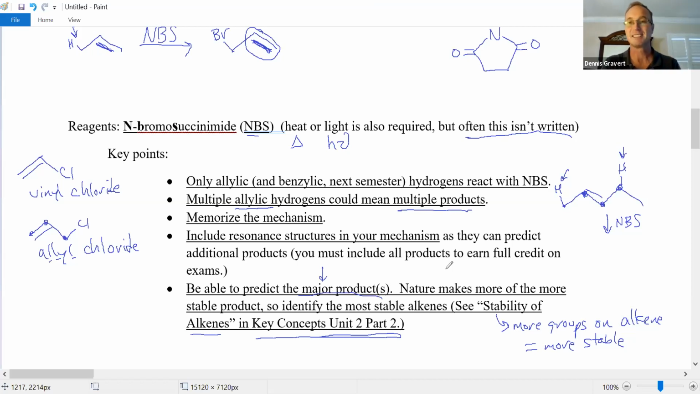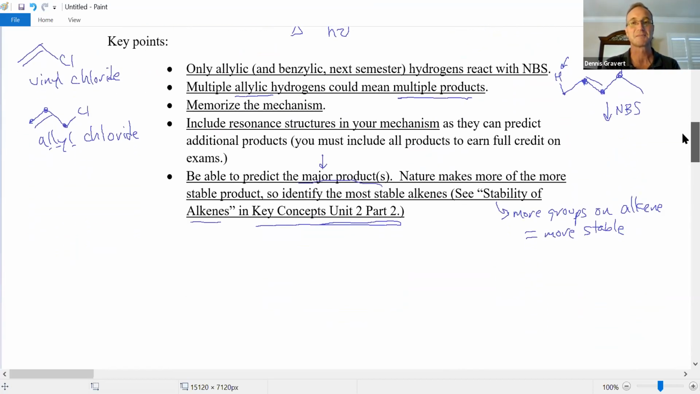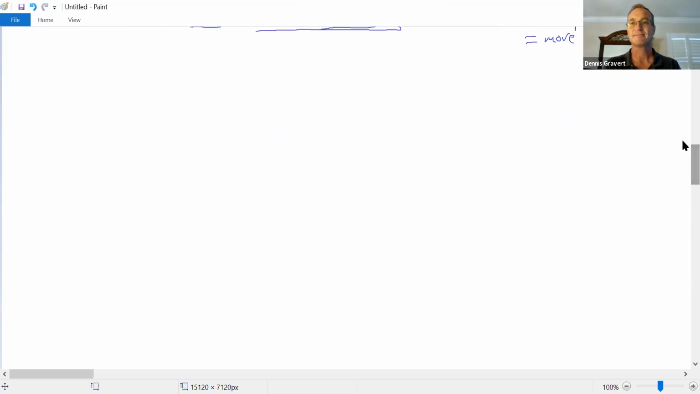Okay, enough of the details. Let's see some examples. Why don't we just do that one reaction we had before? Let's treat this with NBS. We're going to write the mechanism as one way of trying to predict all the products. And there's a shortcut, I'll show you that too. But here's the long way.